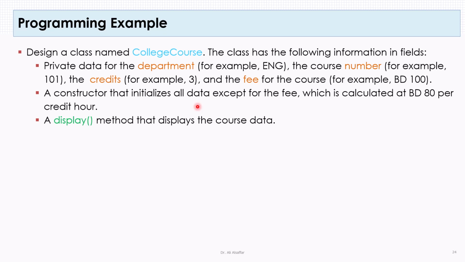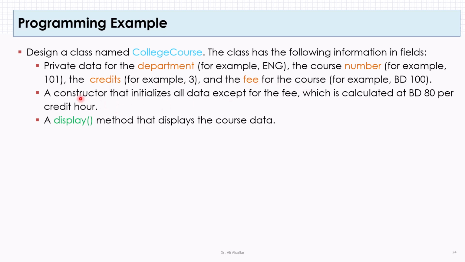To write a program that implements overridden methods, here is an example. First, we are going to design a class named CollegeCourse. This class has the following information in fields. First, the data. We are going to have data which is private for the department, and it is a string. For the course number, which is an integer. For the credits, which is an integer. And finally, for the fees, which is double.